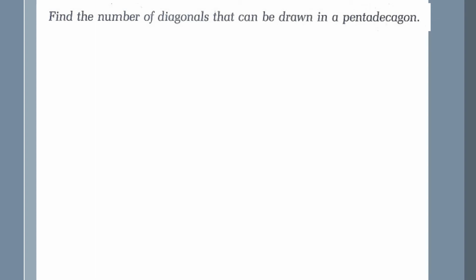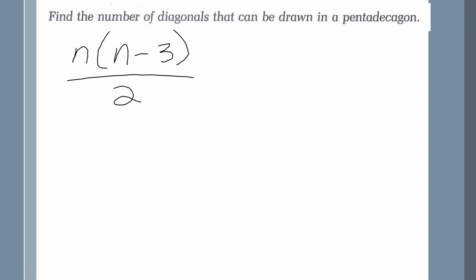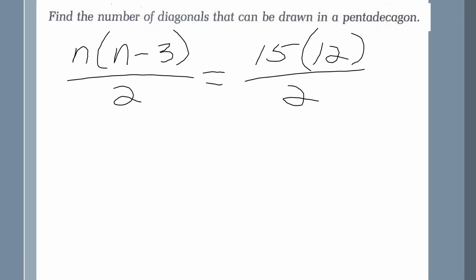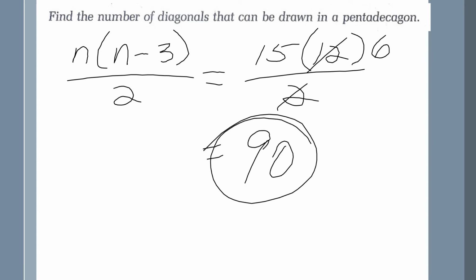So a pentadecagon is a 15-sided figure. So the number of diagonals that can be drawn, again, is n times n minus 3, divided by 2. So 15 times 15 minus 3, which is 12, all over 2. Well, 12 times 15 is 180, or else you can factor this too. So you can do this and end up with 6. Either way, your answer is 90.